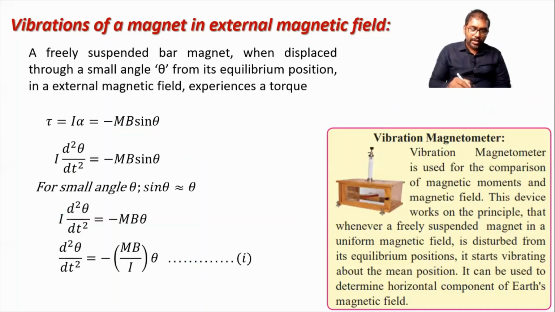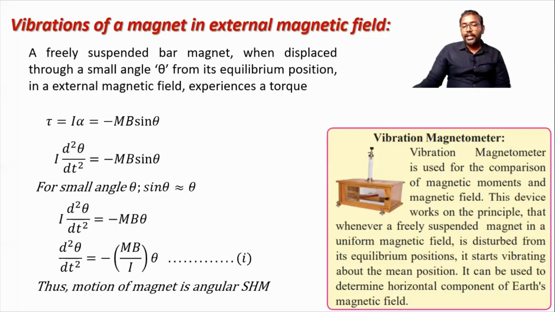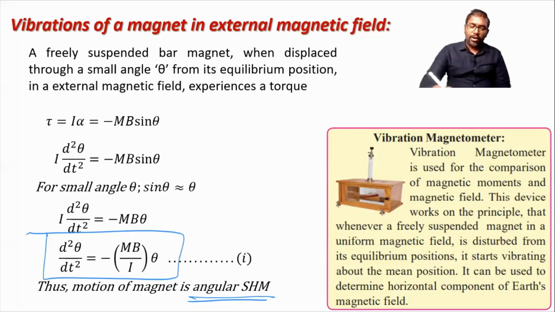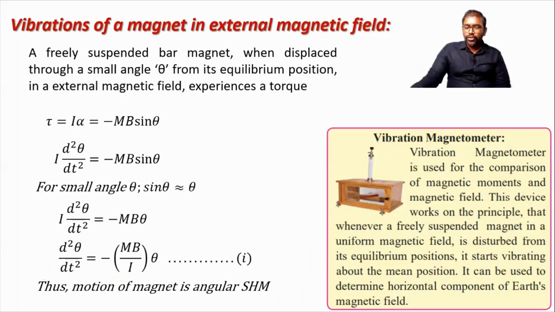Here d square theta by dt square is alpha, that you remember. Now this motion of the magnet is angular SHM, as we learn in the chapter on oscillation. If the angular acceleration is directly proportional to the angular displacement and both are oppositely directed, then it is angular SHM. So here the motion of the magnet is angular SHM.